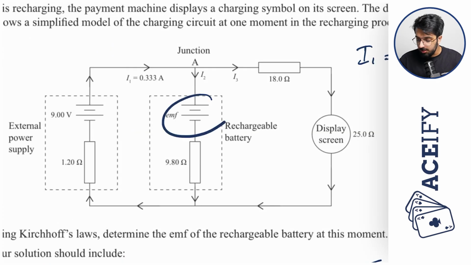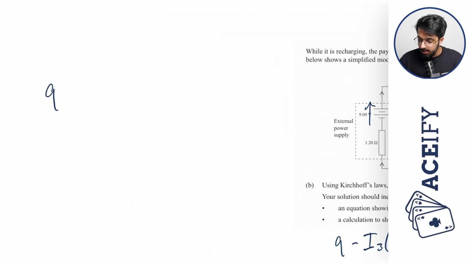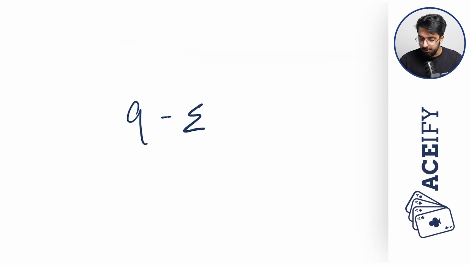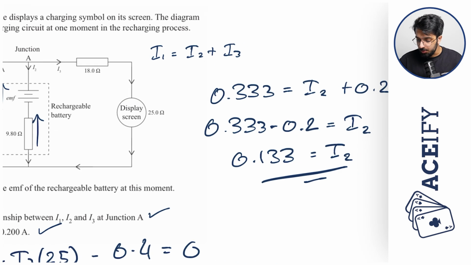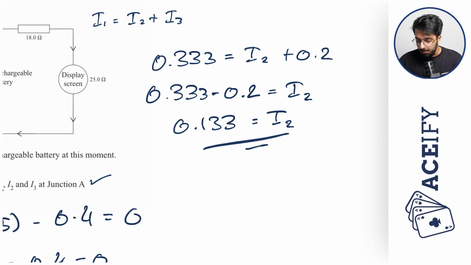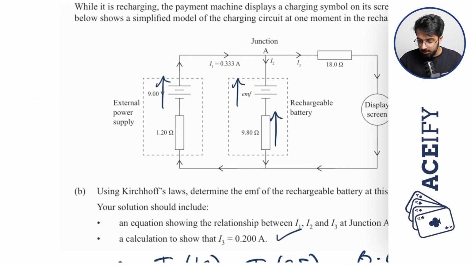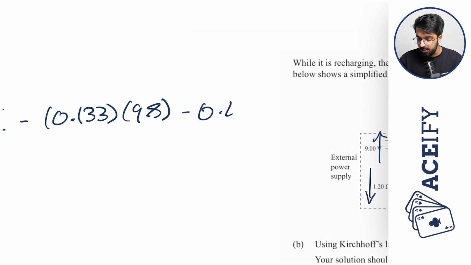So now in order to determine the value of this EMF, we can use this loop right here. Once more, we have a 9-volt rise. And then we minus this EMF because these are pointing in opposing directions. We will have a voltage drop from this resistor right here, and that is equal to I2, which we just determined was 0.133, multiplied by the resistance of 9.8. So that's minus 0.133 multiplied by 9.8. And then once more, we have a voltage drop of the internal resistance, which we already established was 0.4, and that's all equal to 0.